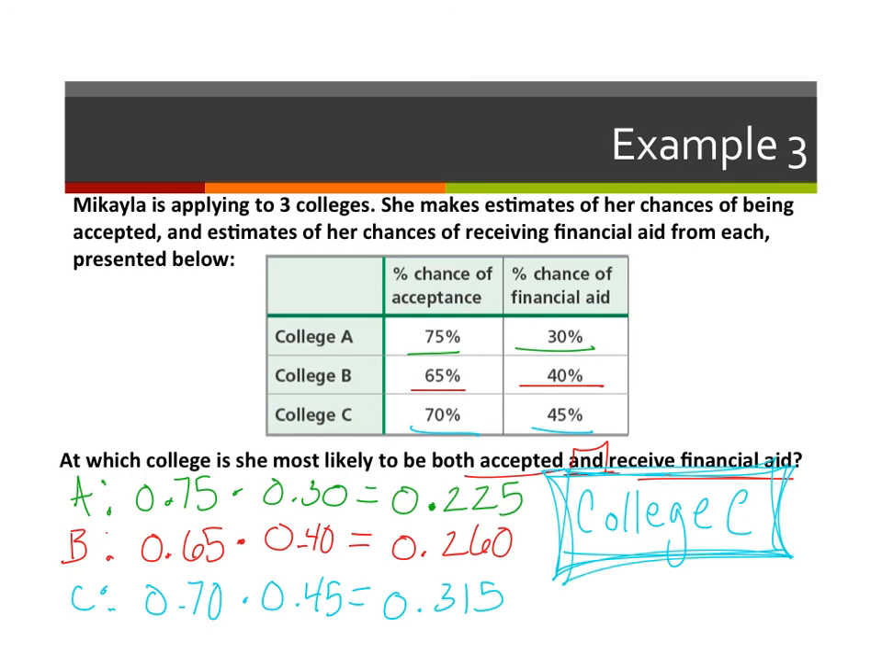And I knew to multiply the percentages together because of the key word "and" here. We wanted to know which one she had the best chance of being both accepted and receiving financial aid. It wasn't either/or, it was "and," which is why we multiplied them. That concludes the lesson on expected value and analyzing decisions.